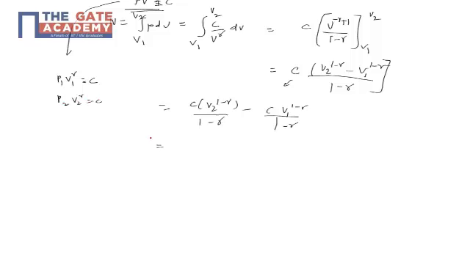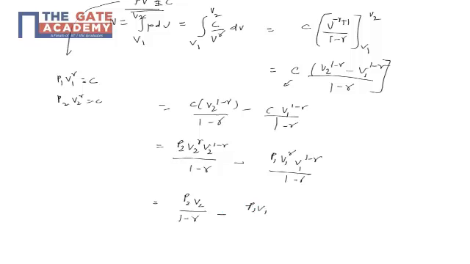So in the first part I will substitute C as P2 V2^γ, and V2^(1-γ) by 1-γ, minus, I'll substitute here for C as P1 V1^γ. I can use either of these two. So I'm using the first part for the second term, P1 V1^γ, V1^(1-γ) by 1-γ. So from this, what I get in the numerator is P2 V2, because V2^γ and V2^(-γ) get cancelled, minus P1 V1.